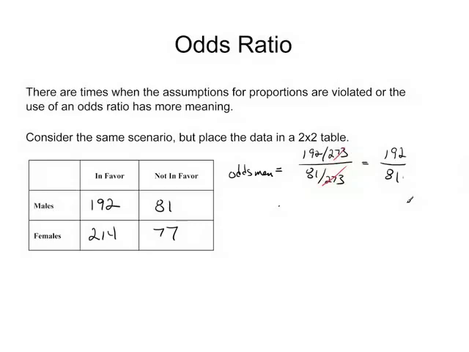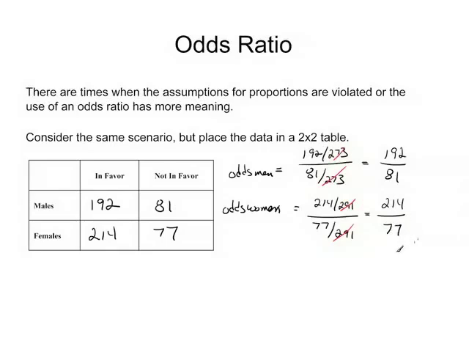For the women, we have 214 divided by the 291 total number of women, divided by 77 over 291. This is the probability they were in favor divided by the probability they were not. And once again, the denominators will cancel because they're the same. And this will leave us with 214 over 77.